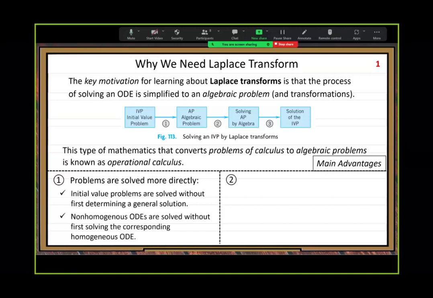Non-homogeneous ODEs are usually solved by first solving the corresponding homogeneous equation. Here you can see the typical two-step approach now becomes a one-step approach. So that's the first benefit. Second, the method is particularly powerful for problems with inputs that have discontinuities.